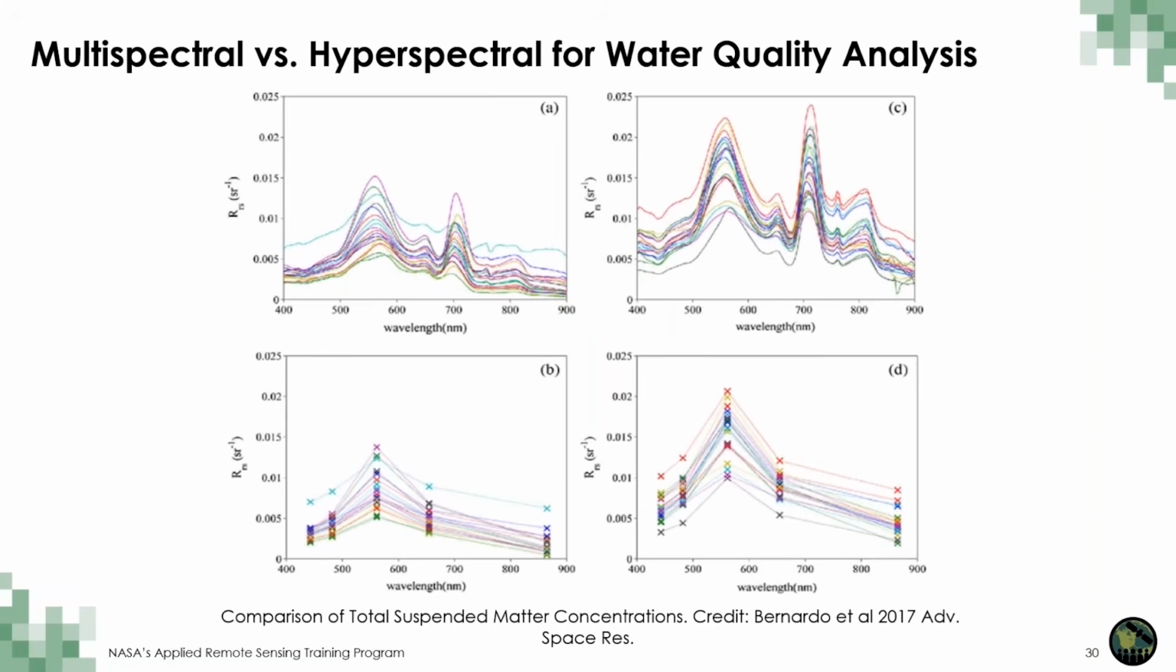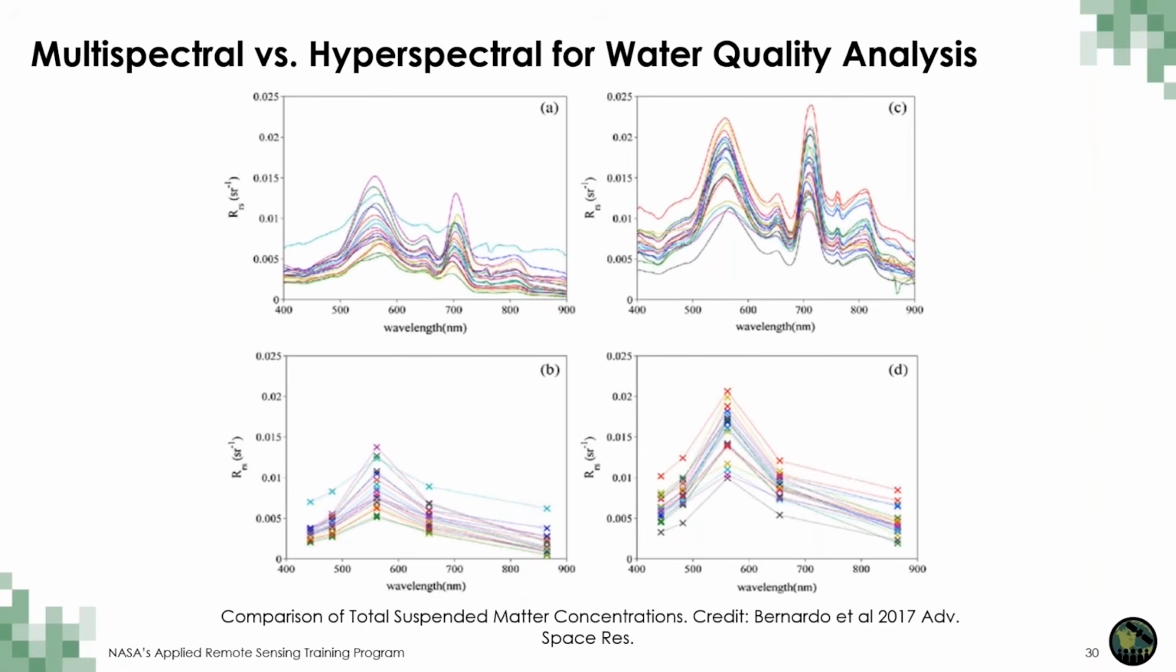Now here's data collected by Bernardo et al. and published a few years ago that shows the same concept, but in this case in regards to the concentration of total suspended matter in a reservoir in Brazil. The graphs on the top are the in situ hyperspectral data collected with a spectrophotometer, and the bottom graphs show the spectral information collected by Landsat OLI for the same waypoints and the same date.